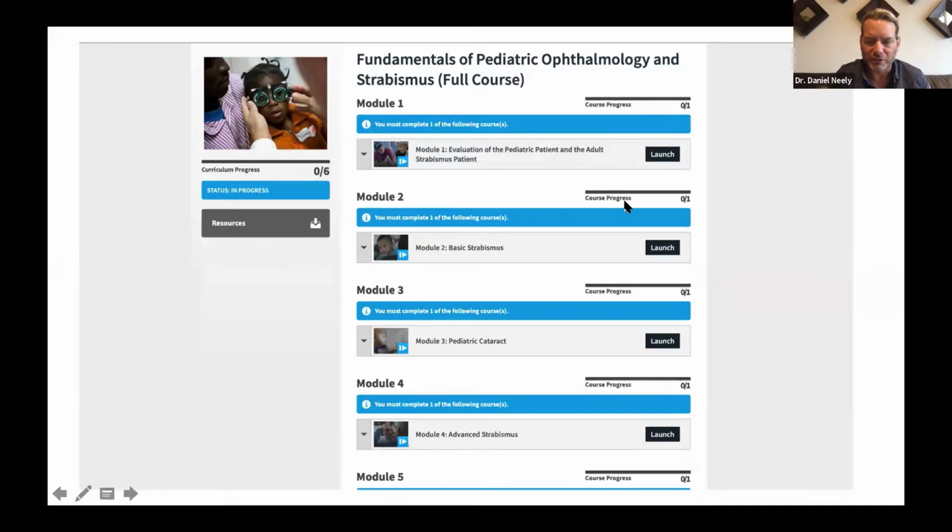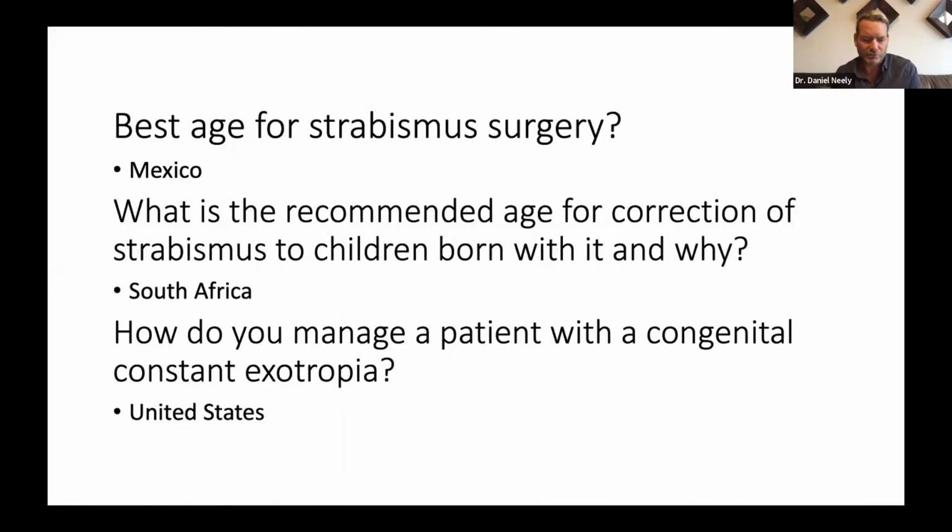And some of the ones that are going to pertain to our discussion today would be the basic evaluation, module 1, but then more importantly, module 2, basic strabismus. This is going to be horizontal muscles, A and B patterns, those kinds of things. And then down here, module 4, which is advanced strabismus. And this is where you get into things like Duane syndrome, superior oblique palsies, and some of these other topics that you've submitted.